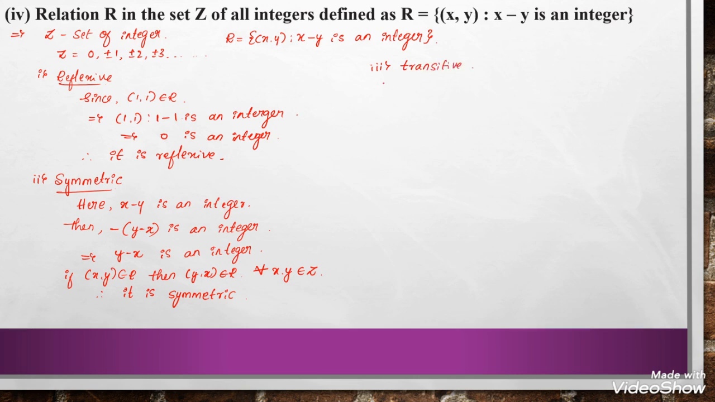If I consider the elements x comma y, first, if x comma y belongs to the relation R and y comma z belongs to R. Here x comma y belongs to R, so I can write it as x minus y is an integer, and y comma z belongs to R, that is y minus z is an integer.